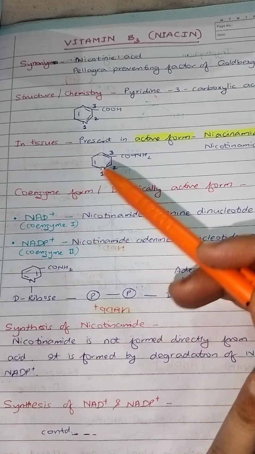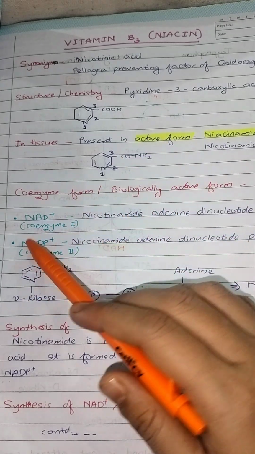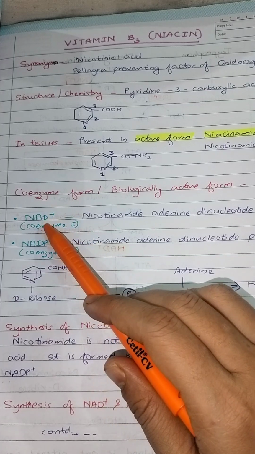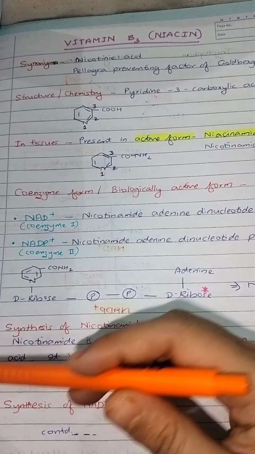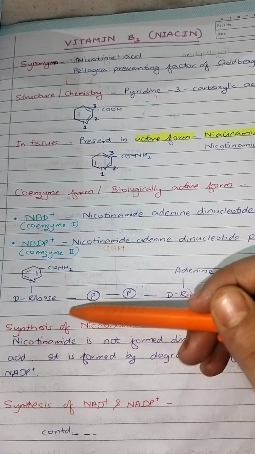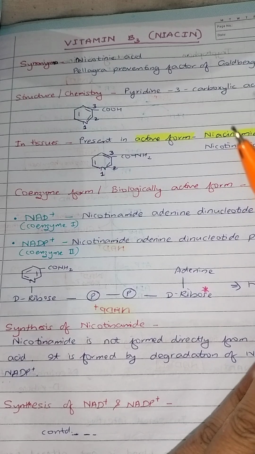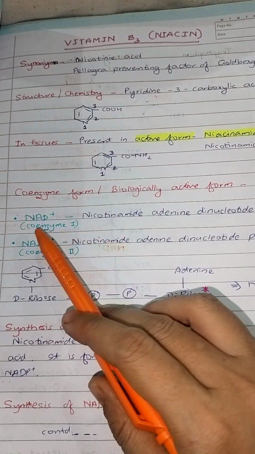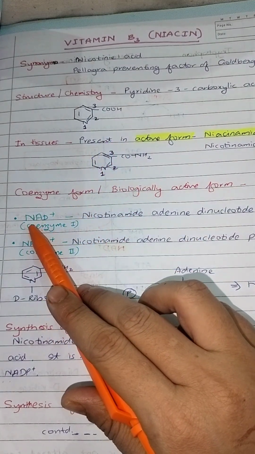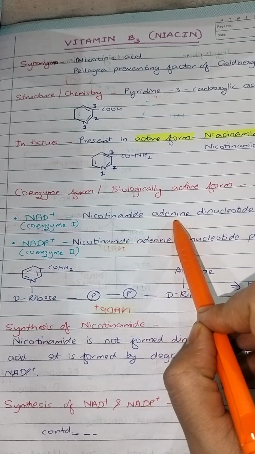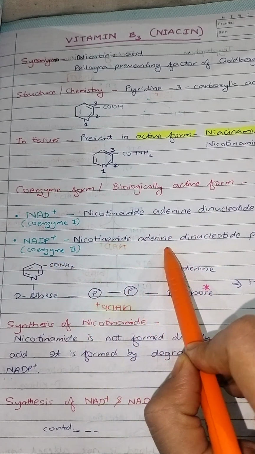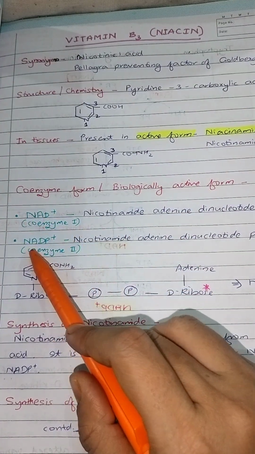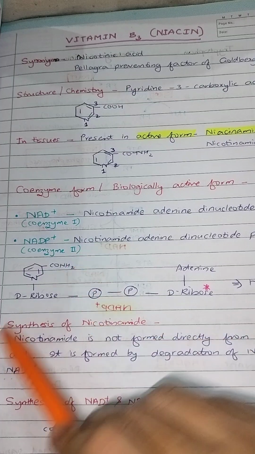While going through the different reactions of biochemistry, you must have seen that various enzymes require NAD plus, NADP plus. In our previous vitamin, that is vitamin B2, we have seen FMN and FAD, which are also required by various enzymes in different pathways. So likewise this vitamin B3 is present in coenzyme forms, that is nicotinamide adenine dinucleotide and nicotinamide adenine dinucleotide phosphate. The other name of NAD plus is coenzyme 1, and for NADP plus, coenzyme 2.